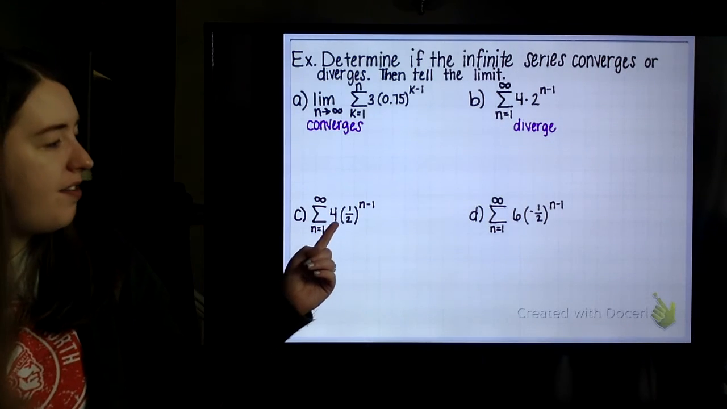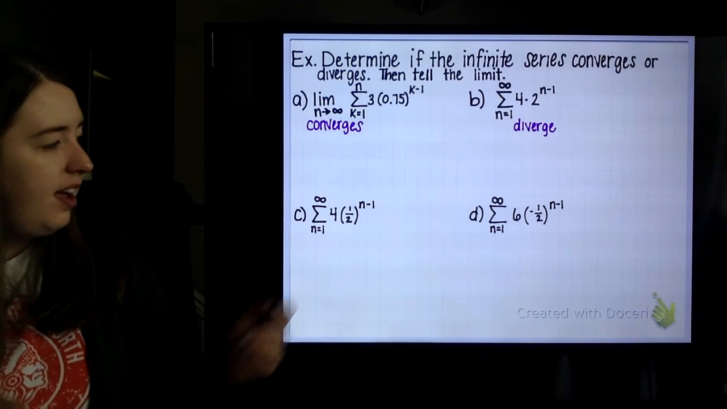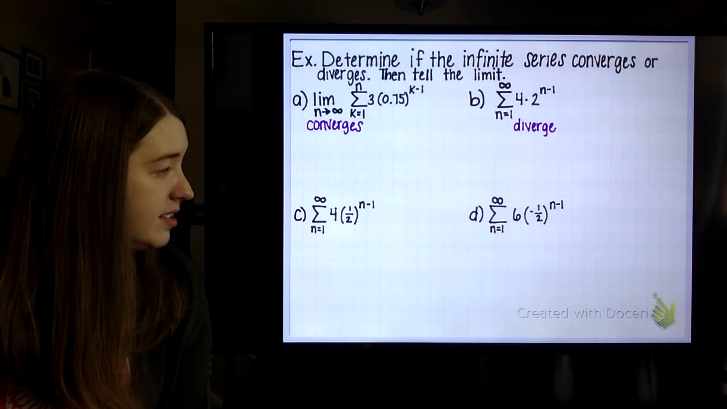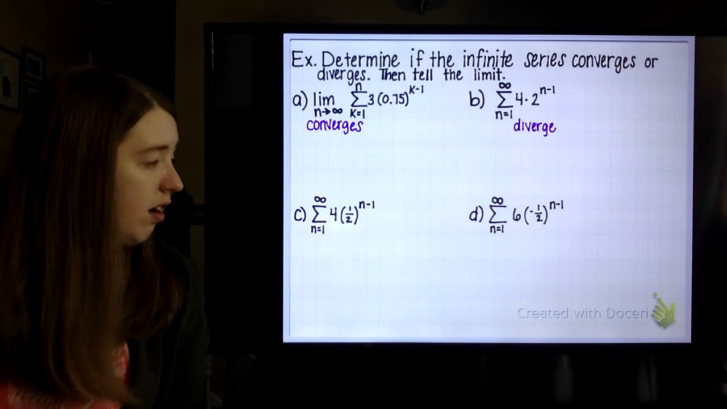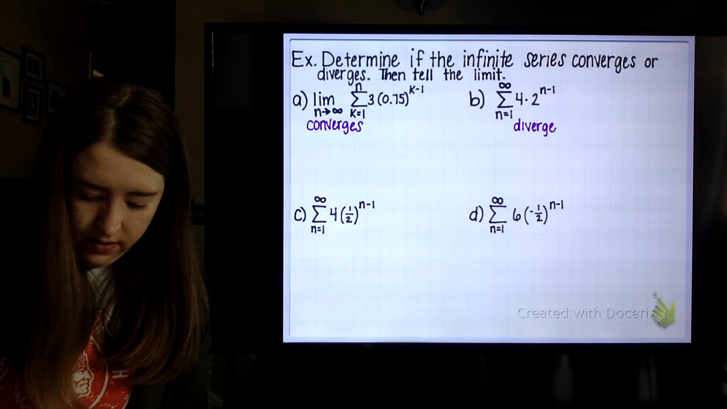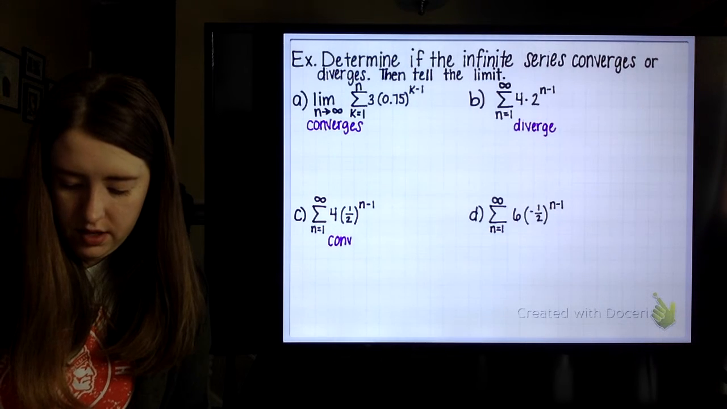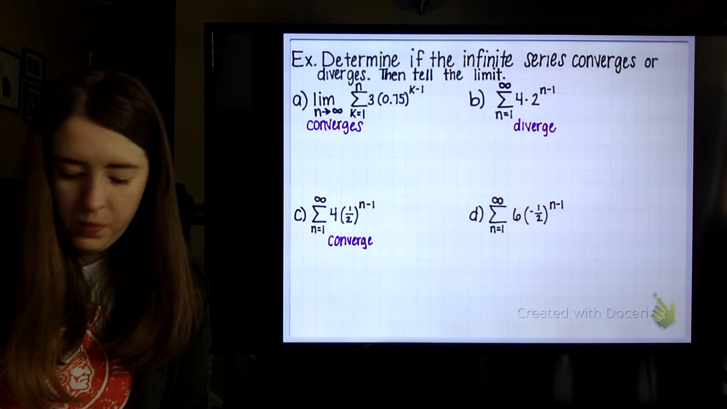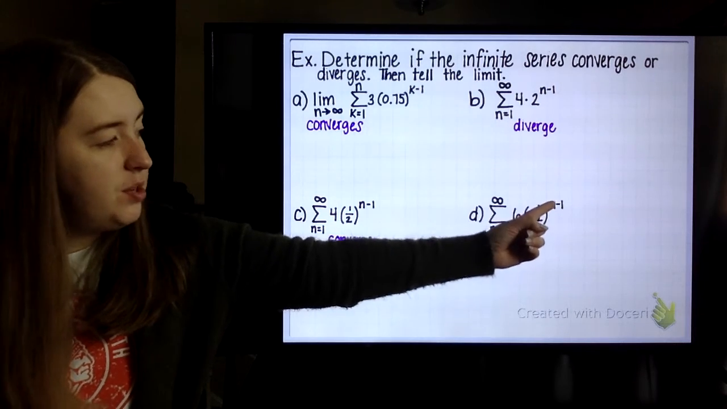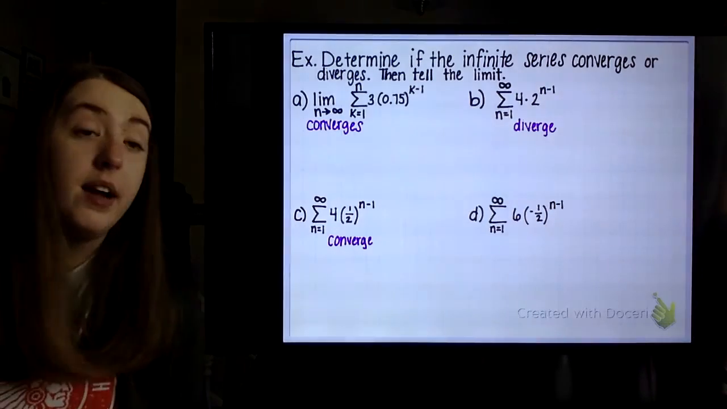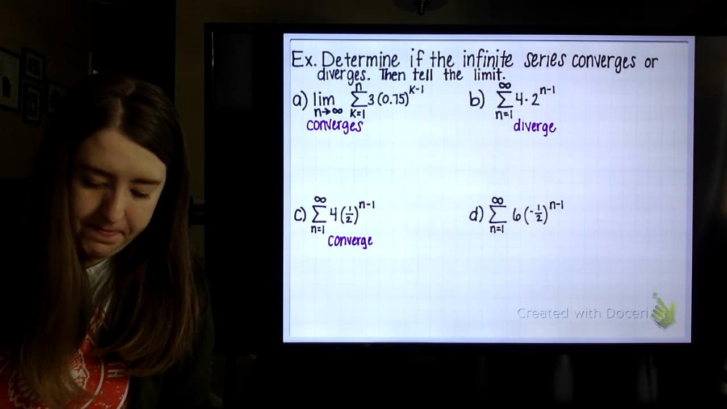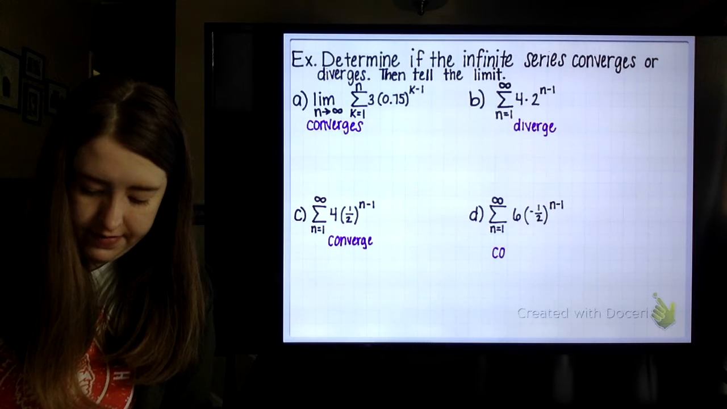Down here, I have 4 times 1/2 to the n minus 1. So that is a geometric series, and r is right here. It's 1/2, and that's less than 1. So that's going to converge. On this last one, that one is also geometric since I have something to a power. My r is negative 1/2. The absolute value of negative 1/2 is less than 1. So that will converge.